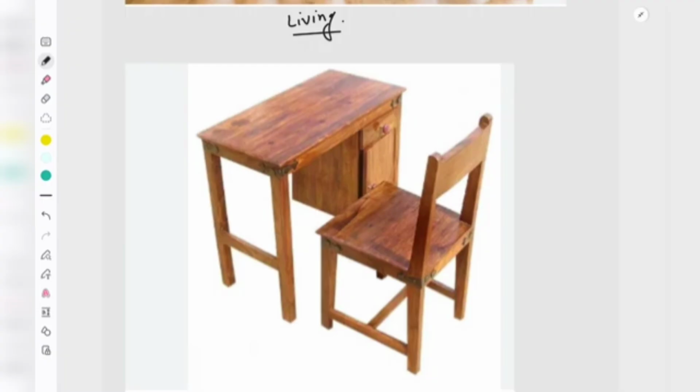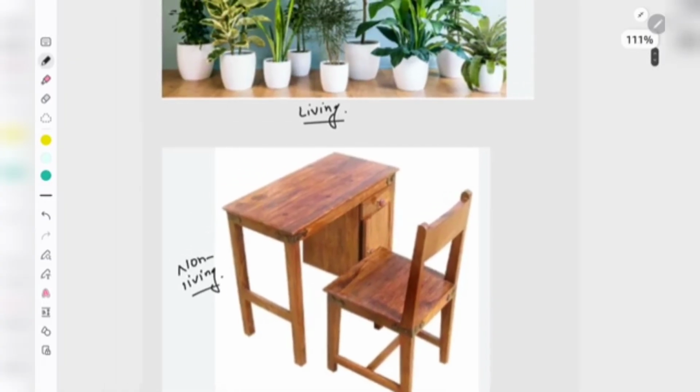Now if any one of you is thinking that even plants cannot move and they are living, and table and chairs also cannot move, so they should also be living, I'm sorry, but you are wrong here. Table and chair are non-living. Doesn't it feel like I'm saying some random things? Even plants cannot move, but I am saying that they are living. But when it comes to table and chair, they also cannot move, but I am saying that they are non-living.